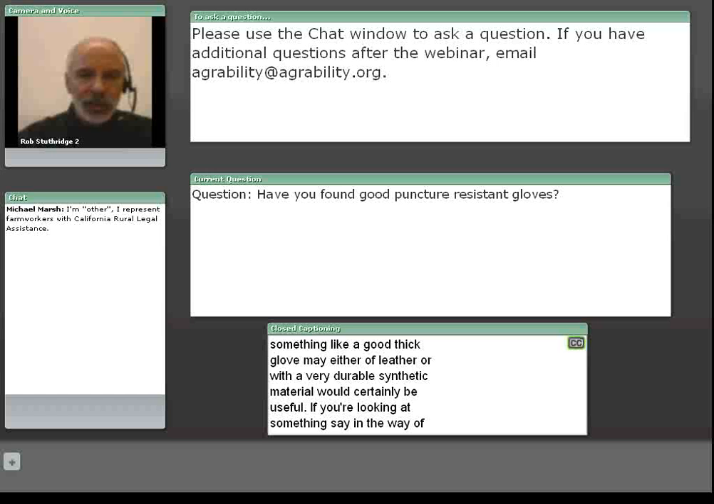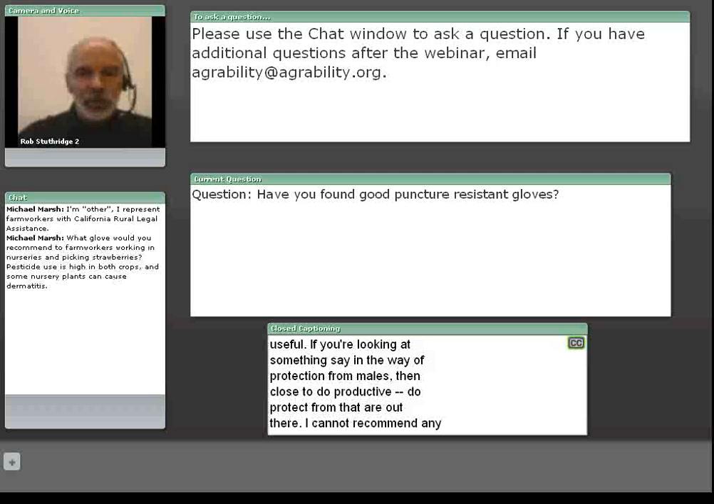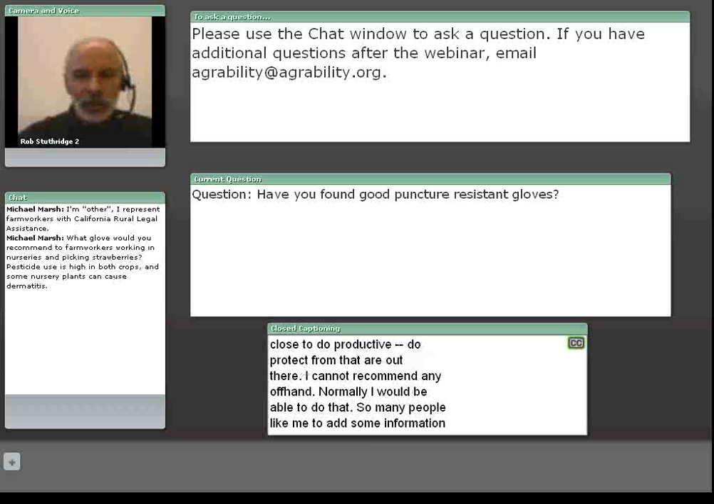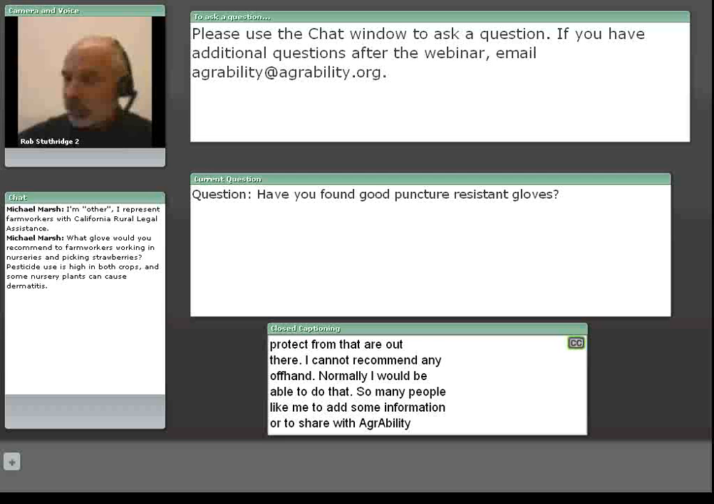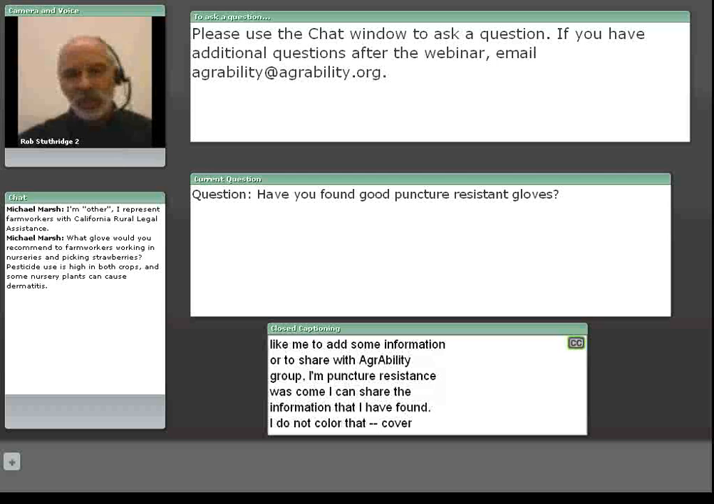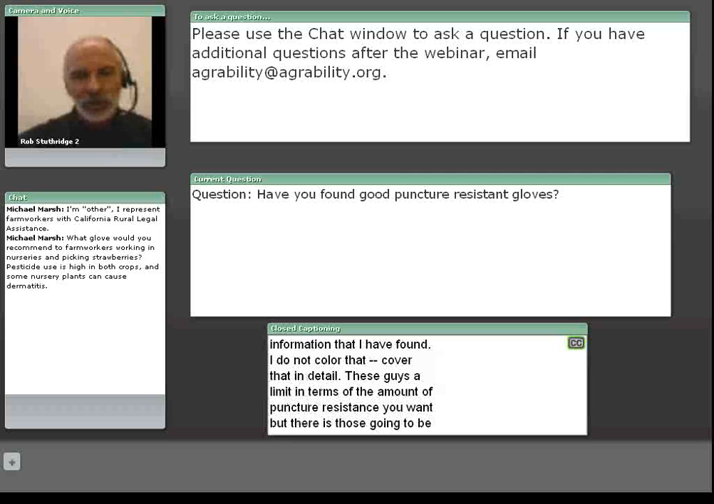are out there. I can't recommend any offhand. Normally I would be able to do that, but certainly if people would like me to add some information or to share it with the AgrAbility group on puncture resistance gloves, then I can certainly share the information that I had found. And I didn't cover that in any detail, but they do exist. And basically the sky's the limit in terms of the amount of puncture resistance you want, but there's always going to be that dexterity trade-off. So it very much depends what you really need to be using your hands for at the time.